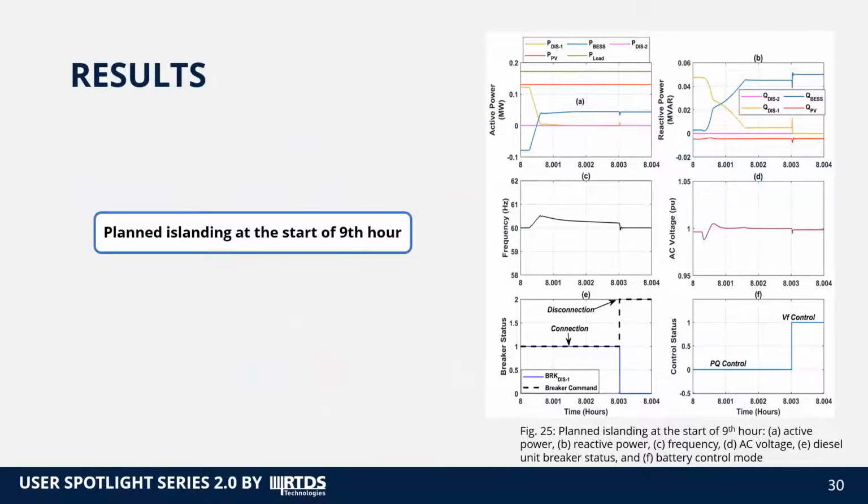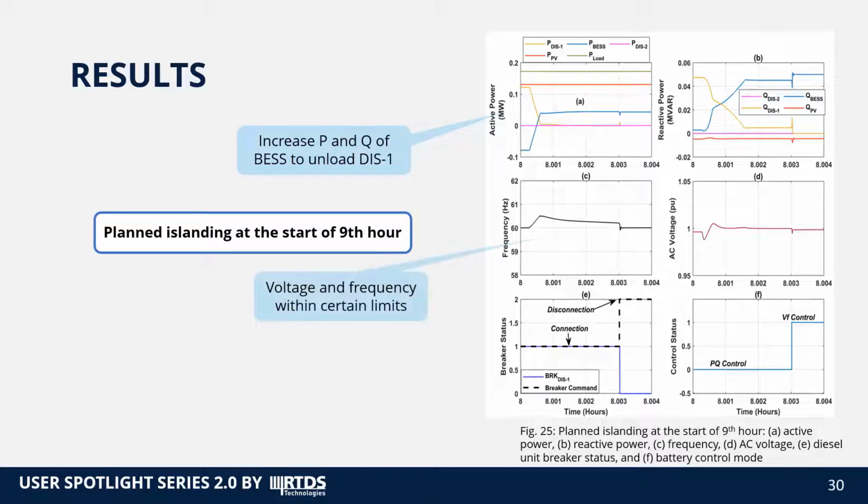Here we have a planned islanding at the start of the 9th hour. We will start by increasing the P and the Q of the battery energy storage to unload diesel 1. Once diesel 1 is unloaded and the voltage and the frequency are within a certain limit, a disconnection signal is sent, and the battery energy storage system will start forming the grid for the PV-VFC.